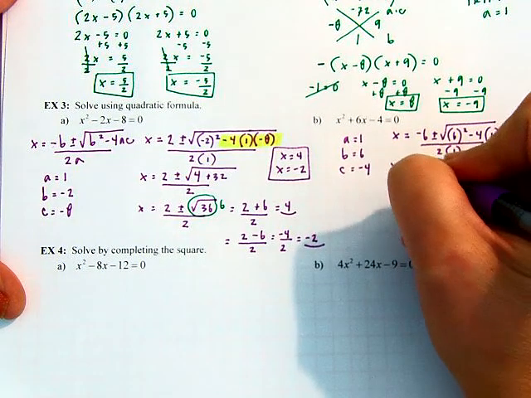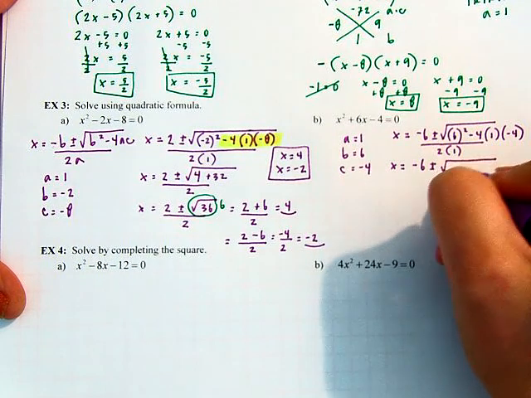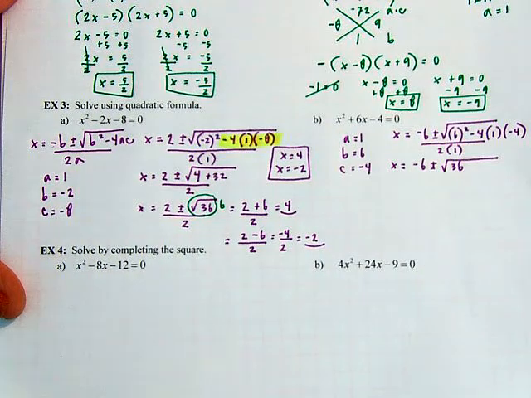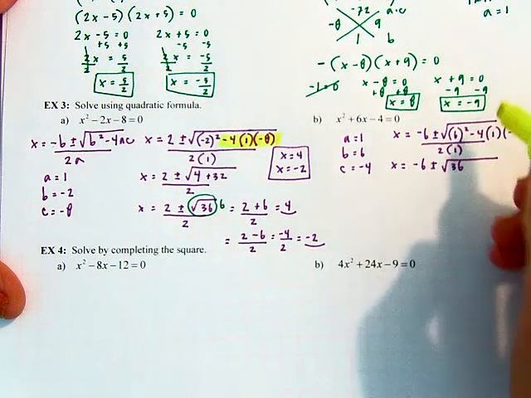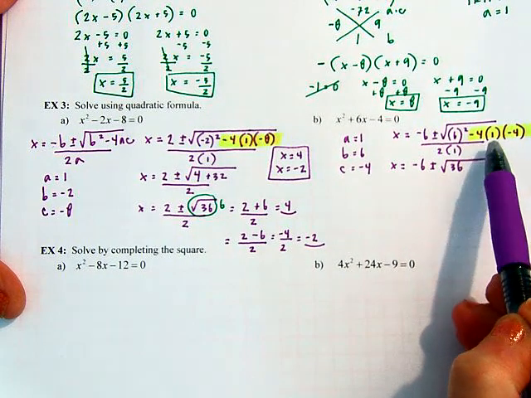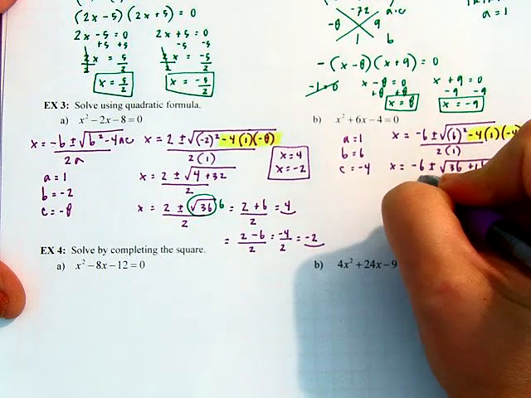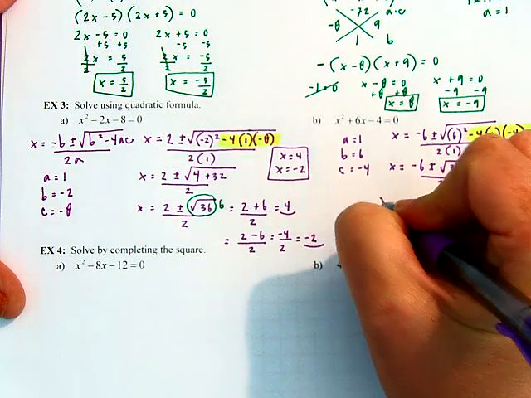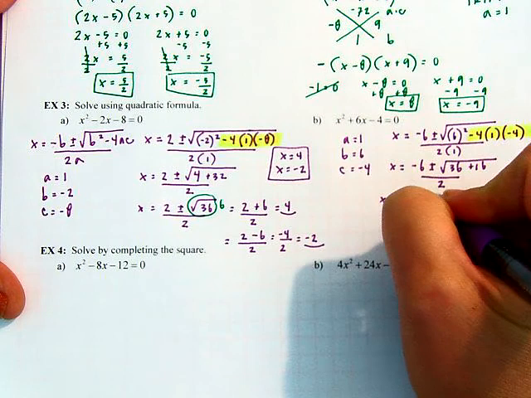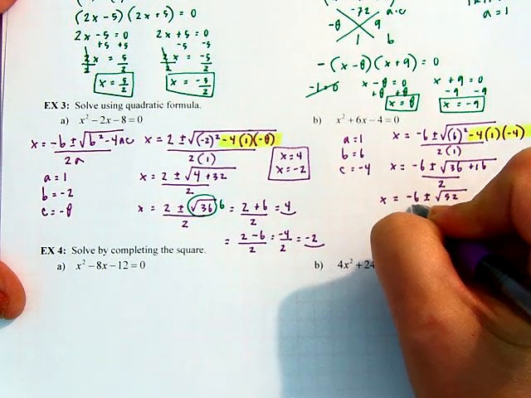Okay, now I'm just working to clean that up. So now I have negative 6 plus or minus the square root. 6 squared is 36. And again, this is where I see any sign error right in there. So I have plus 16, right? Because it's a negative times a positive times a negative. So plus 16 all over 2. So x equals negative 6 plus or minus the square root of 52 divided by 2.